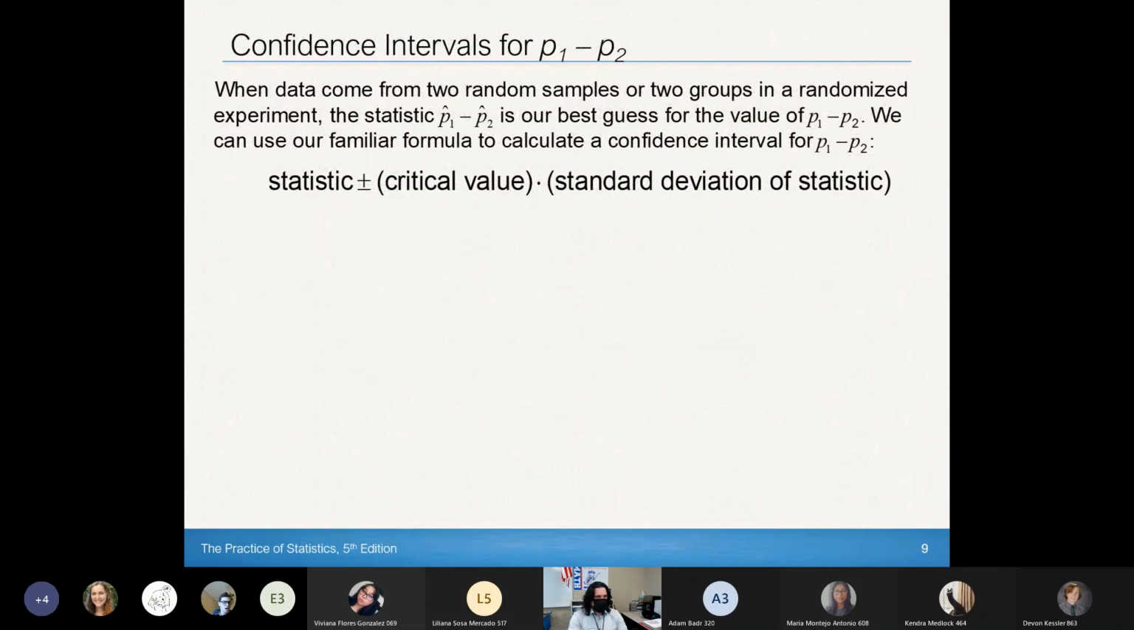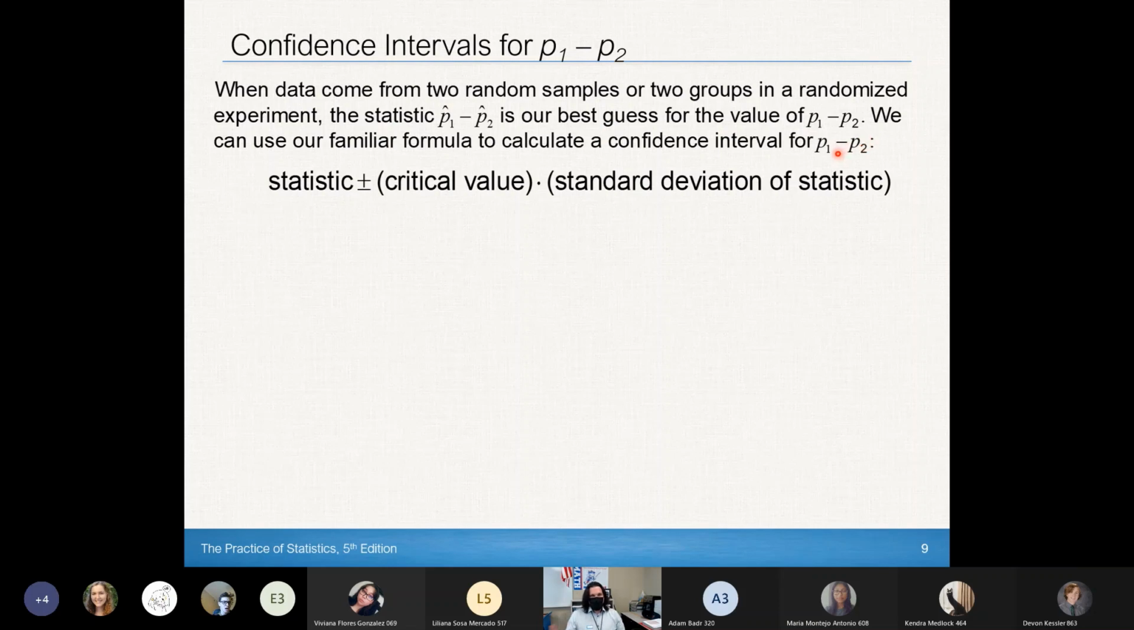So next we'll talk about confidence intervals. So essentially now we're moving on to chapter 8. All right, when data come from two random samples or two groups in a randomized experiment, the statistic p hat 1 minus p hat 2 is our best guess for the value of p1 minus p2.